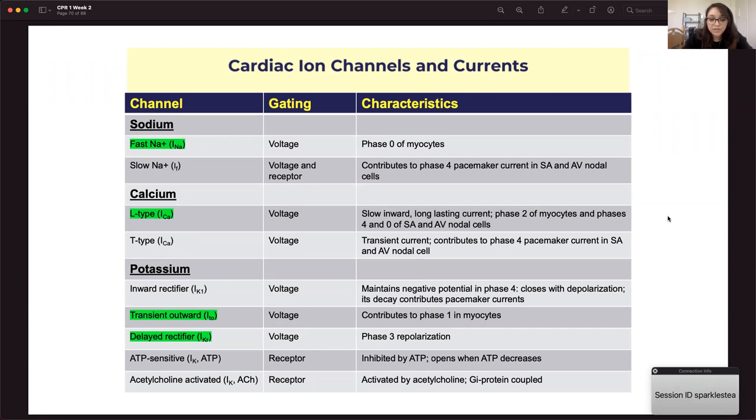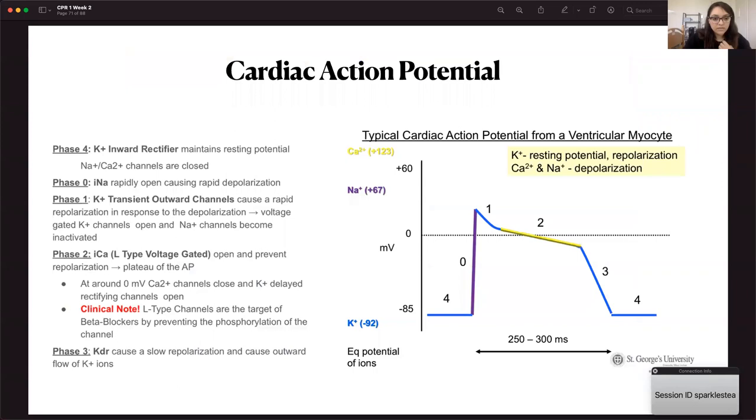It is in your lecture, but again, this is telling you where the channels are, what types of channels you have, what's flowing through them. And that's important to understand before you dive into the two different graphs. Okay, next slide. All right, let's go through this one. So this is going to be your ventricular myocyte action potential graph. And we're starting at phase four.